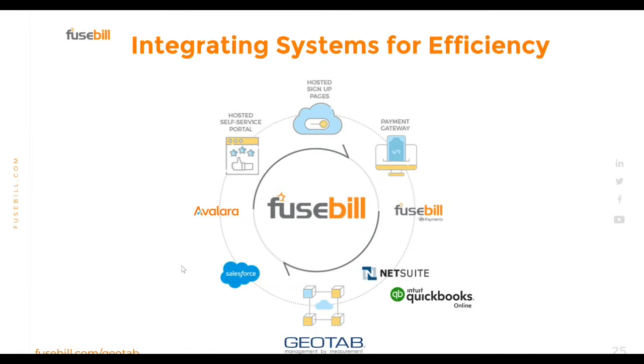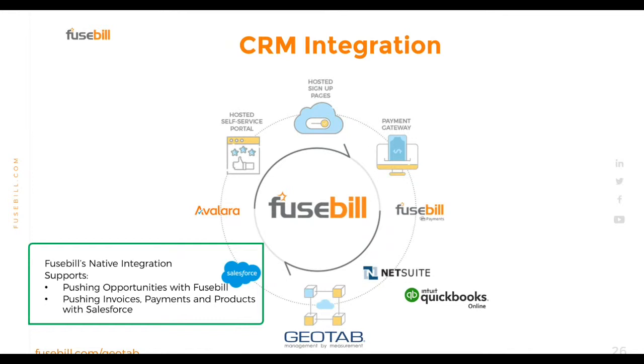Perfect. Okay, so let's just move through how we integrate things for efficiency. So this is at a high level. You see that Fusebill is really the hub. It ties everything together and it automates all the tasks. Let's dig through every one of these, starting off with CRM integration.